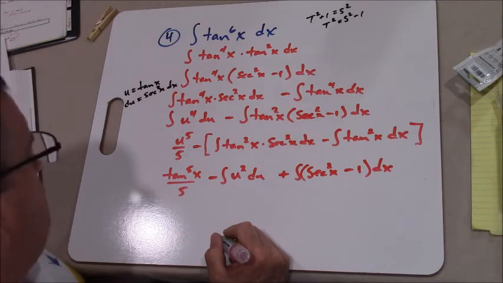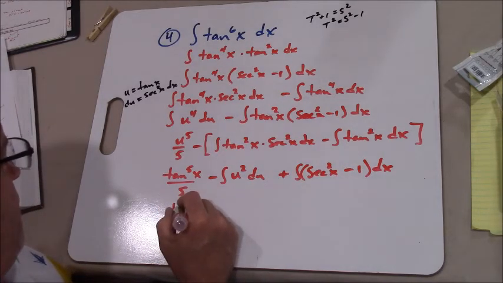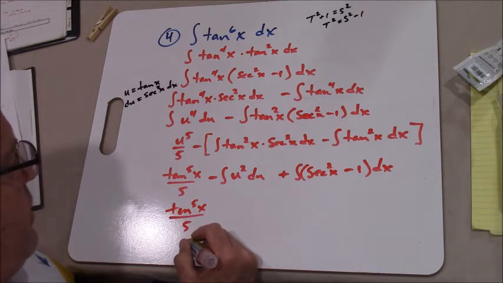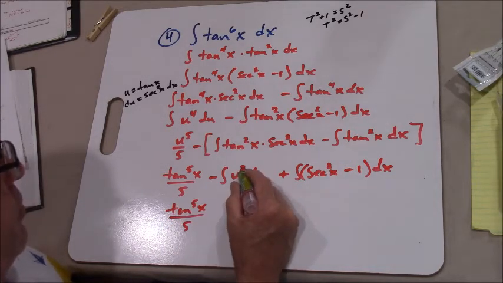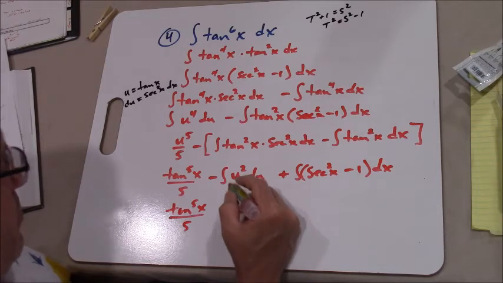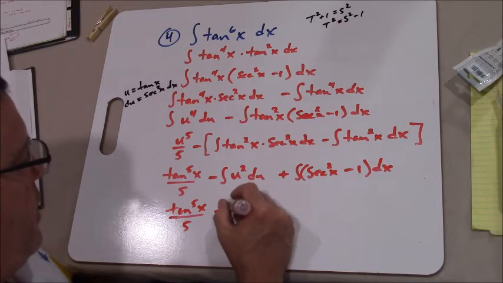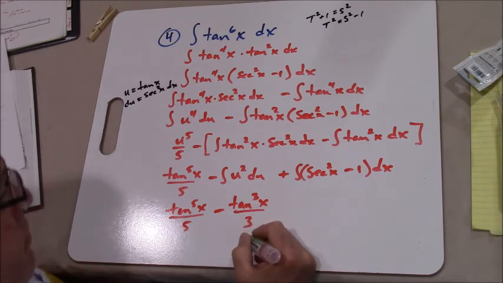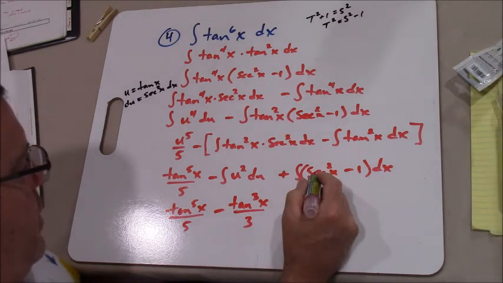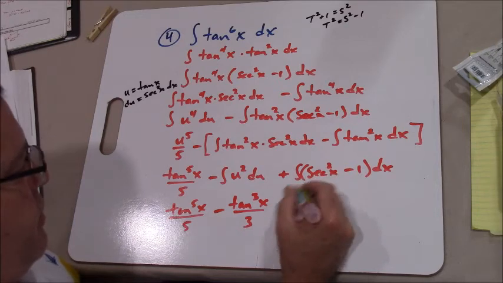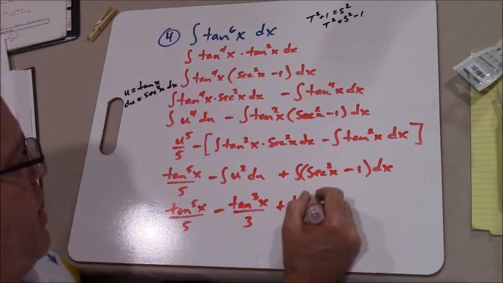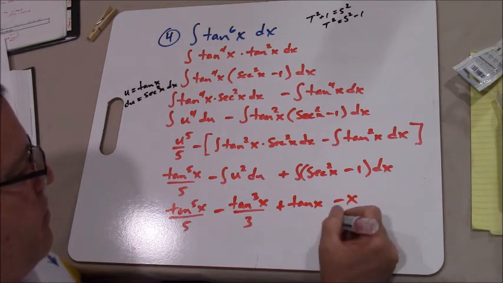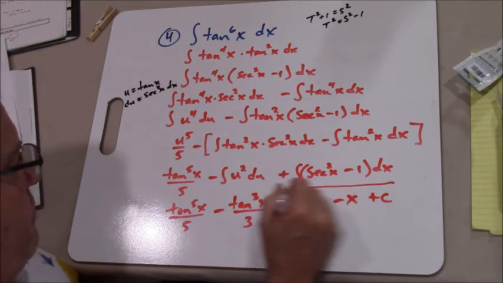I think we're almost done with this one. So here I've got tangent to the 5th of x over 5. This will be u cubed over 3. I'm just going to go ahead and put the tangent back in there right now. So tangent cubed of x over 3. The integral of a secant squared of x is just a tangent of x, and the integral of 1 is just x plus c.